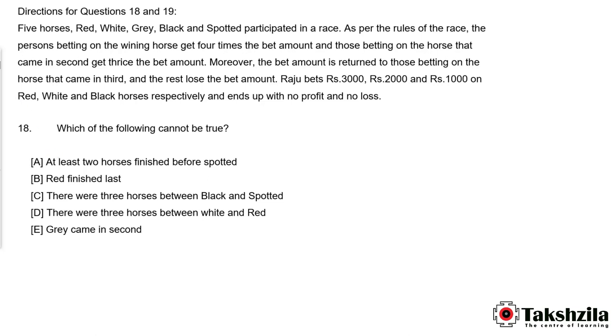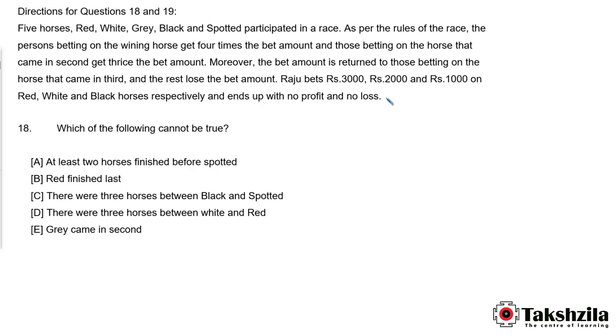Question number 18 is, which of the following cannot be true? So let's read these 5 statements, so we will come to know which kind of calculation we are supposed to do. First statement, at least 2 horses finished before spotted. Red finished last. There were 3 horses between black and spotted. Yes, so basically we need to find the various possibilities depending on the given data.